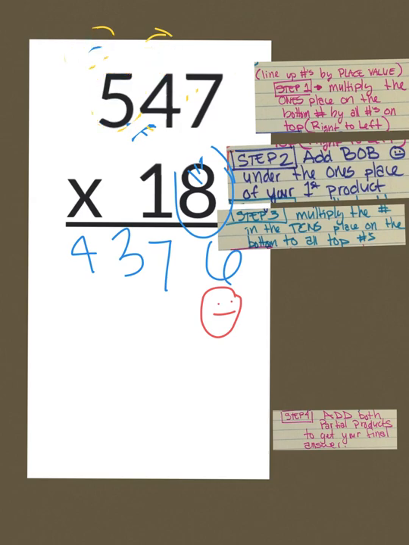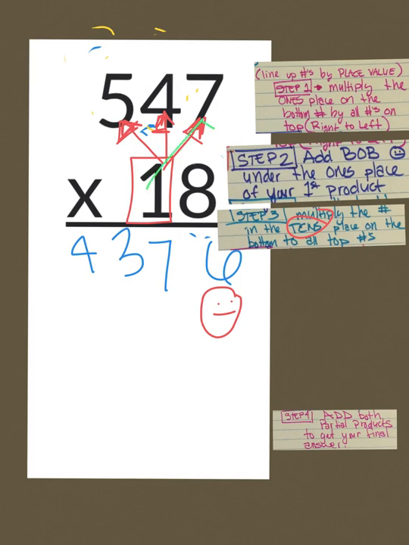So in this case, now that we're done with the ones place, we're going to multiply to the tens. Multiply in the tens place on the bottom number to all the numbers on top. So here is the tens place, and we're going to multiply that the same way we did with the 8 in the ones place. We're going to multiply by all 3 numbers on top, going right to left, just like we did. So let's start that now.